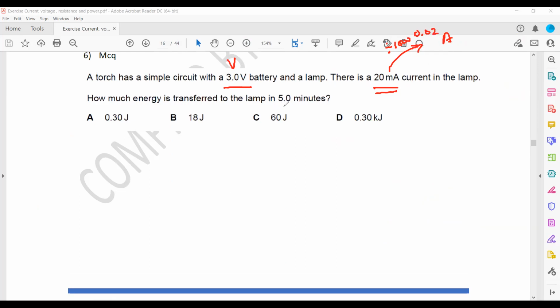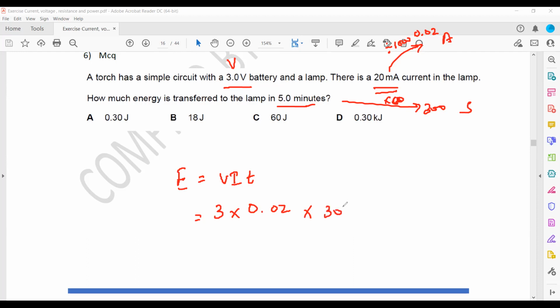And energy transferred in 5 minutes. So you have to convert into seconds. So minute into second, you multiply by 60. So 5 multiplied by 60, that is 300 second. Now we need the energy. The energy is voltage multiplied by current multiplied by time. So voltage is 3. The current is not 20 milli, it is 0.02, because it should always be in ampere. Multiplied by time, which is 300.